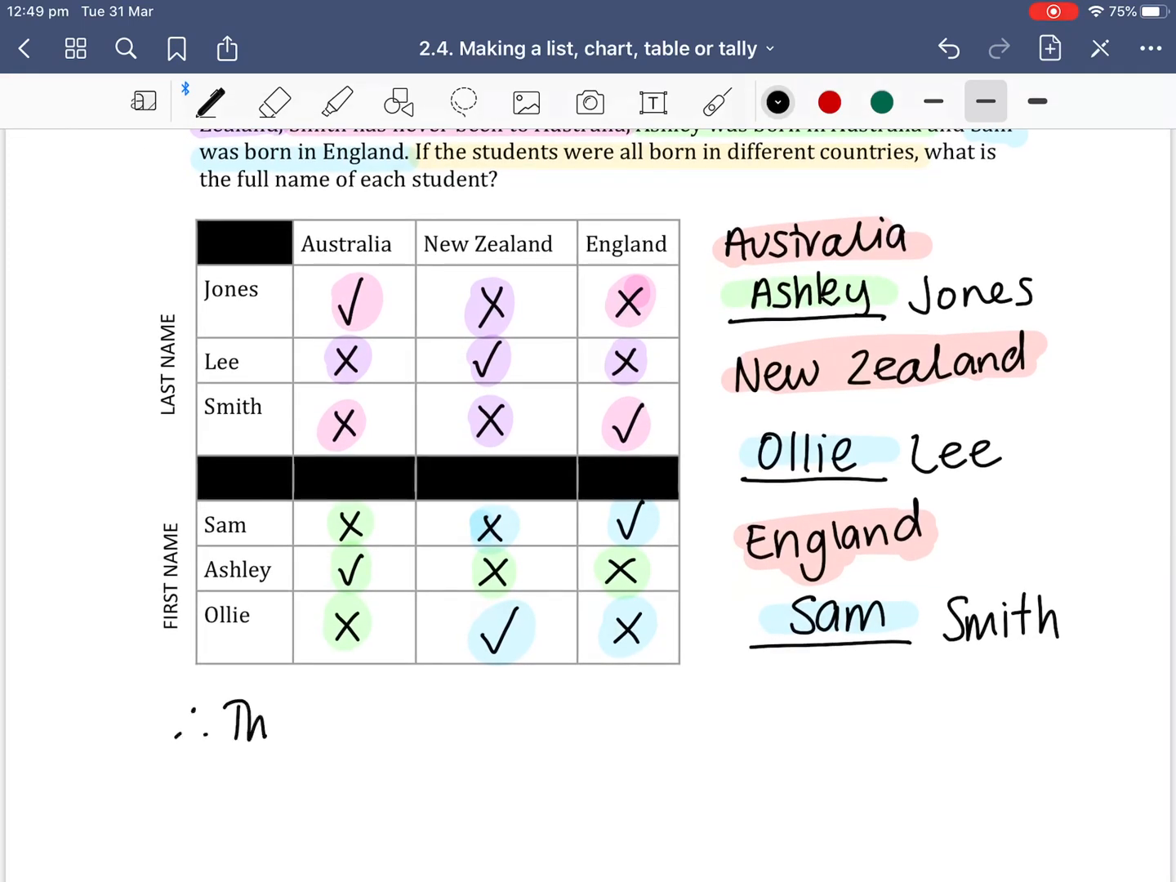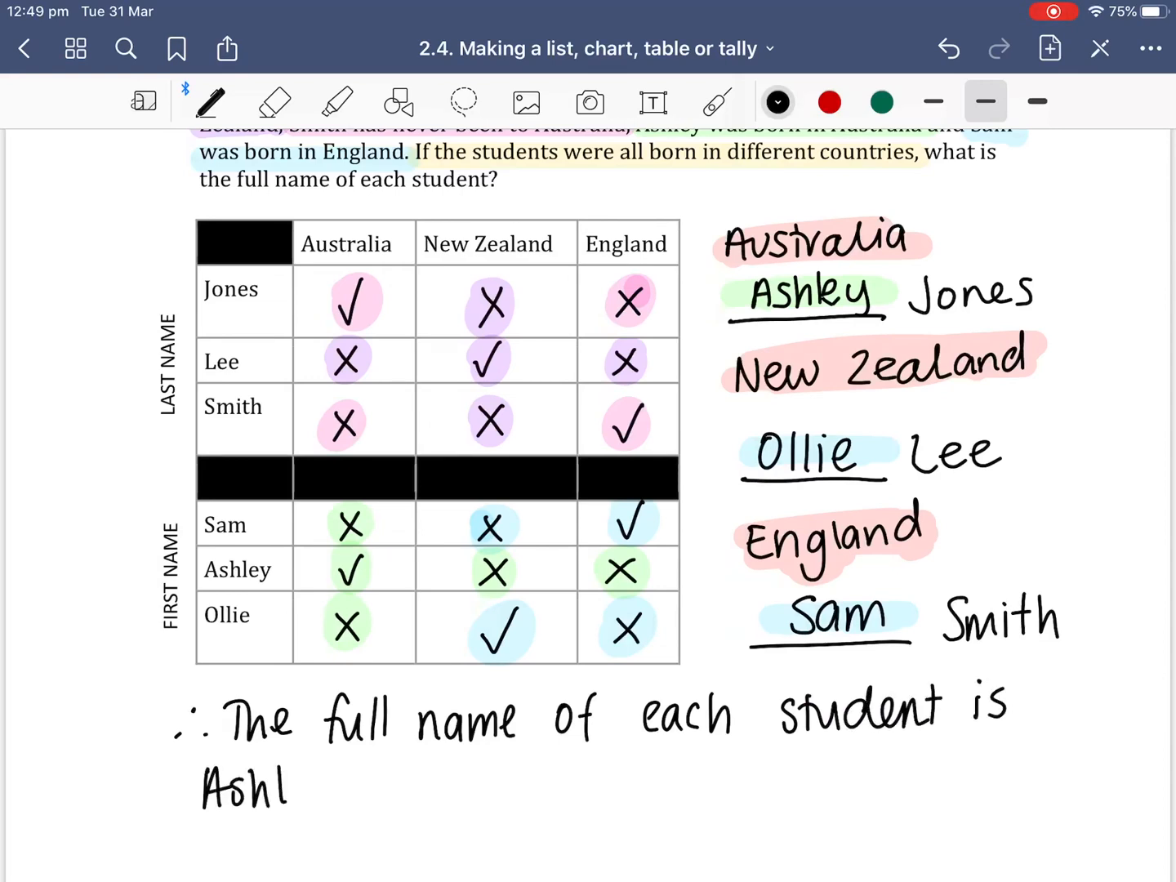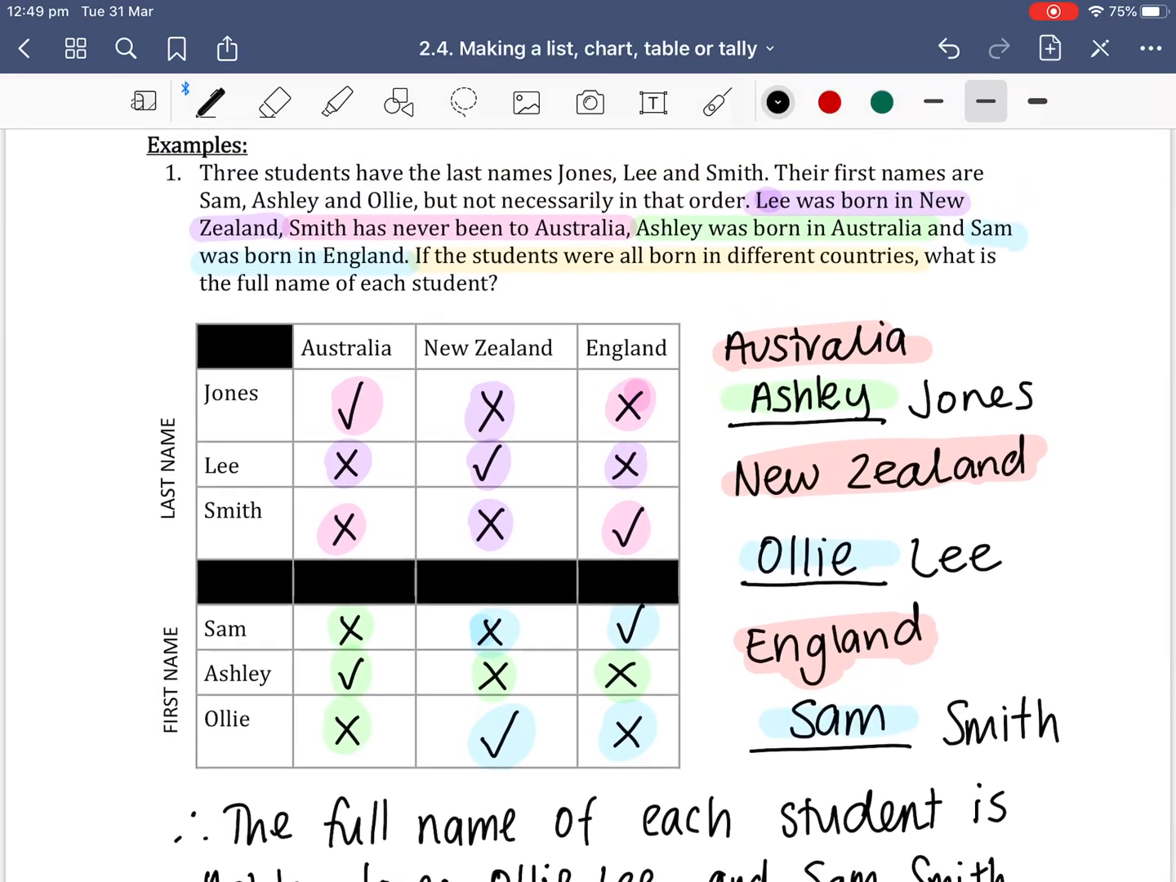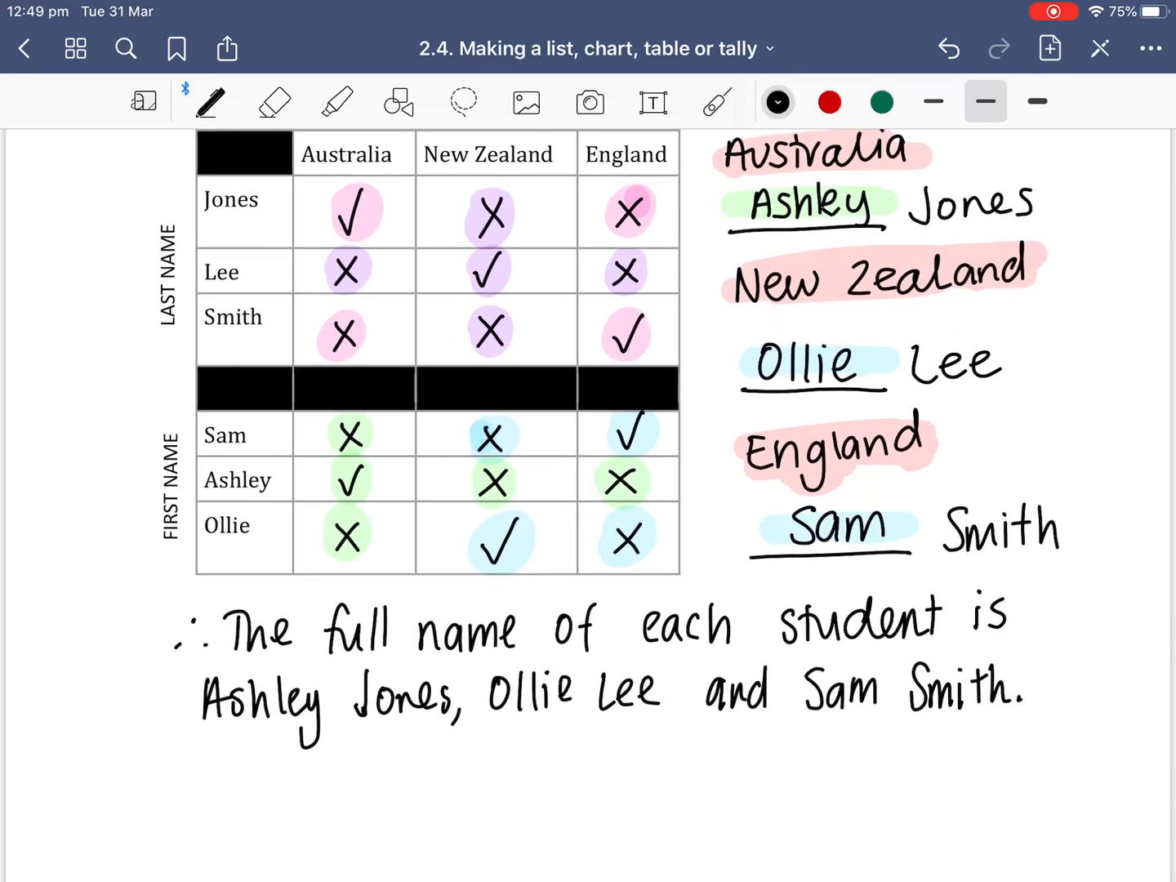So therefore, the full name of each student is Ashley Jones, Ollie Lee, and Sam Smith. And that is the end of that example.